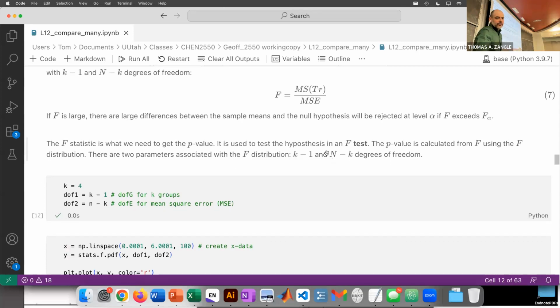And now, in this case, for the F distribution, there are two important parameters that define what exactly the F distribution looks like. These are the k-1 and the n-k degrees of freedom. So those two values determine what the F distribution looks like.